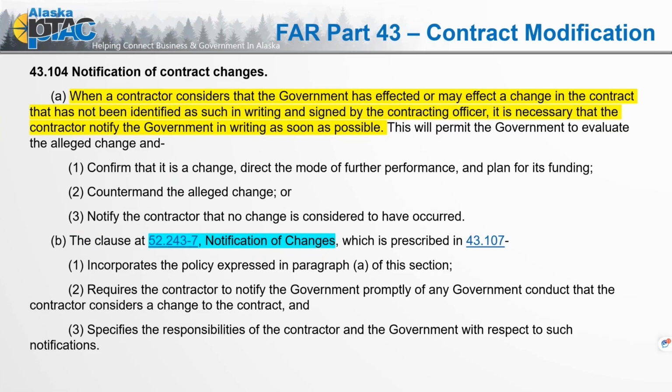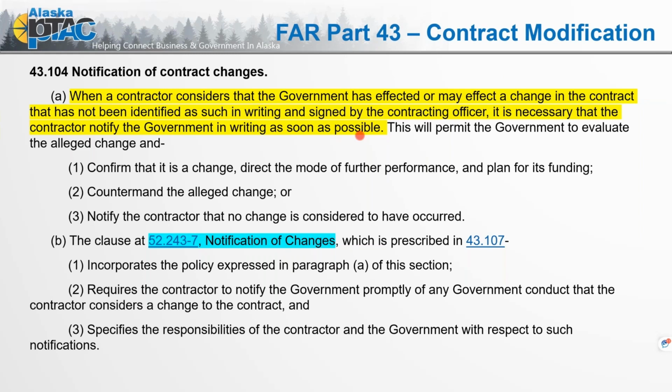So, notification of contract change. We're still under FAR Part 43. Let me go ahead and pull back my little pointer. All right, so Part A: when a contractor considers that the government has affected or may affect a change in the contract that has not been identified as such in writing and signed by the contracting officer, it is necessary that the contractor notify the government in writing as soon as possible.